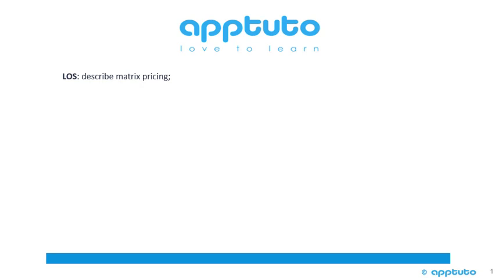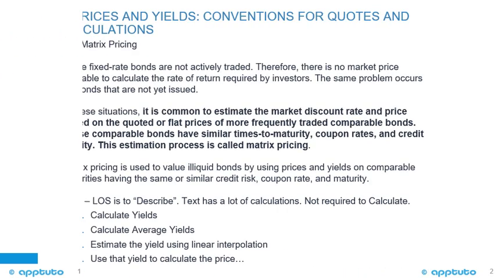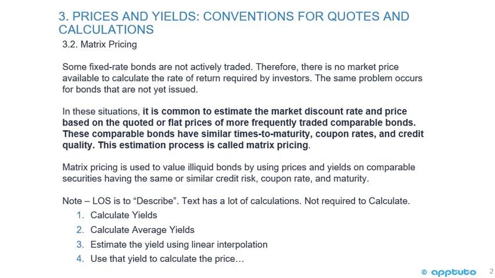This LOS is describe matrix pricing. So now we're going to look at matrix pricing, and note the LOS is to describe. The text has a lot of calculations, and there is an example which we'll look at quickly, but the LOS is not required to calculate. It just says describe. Okay. Anyhow, let's go through this.